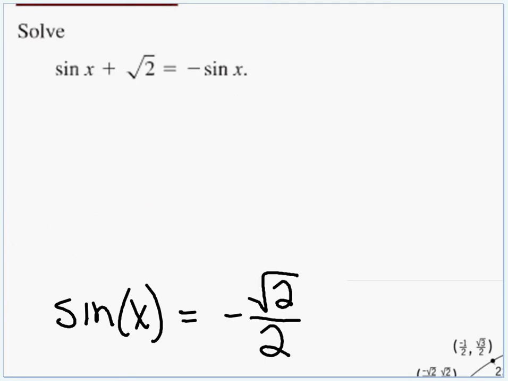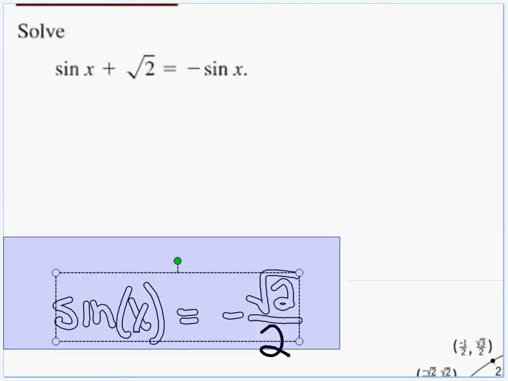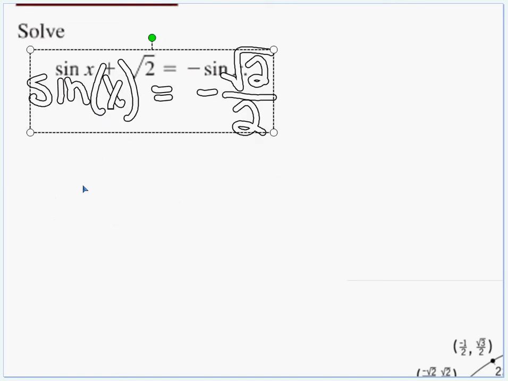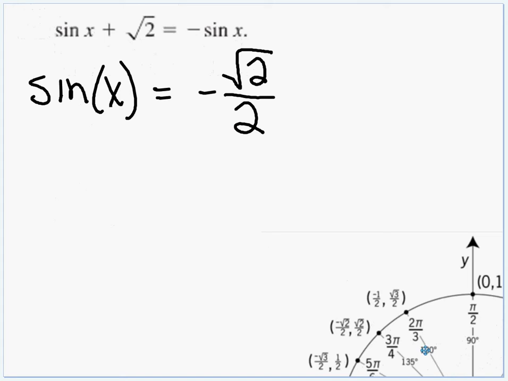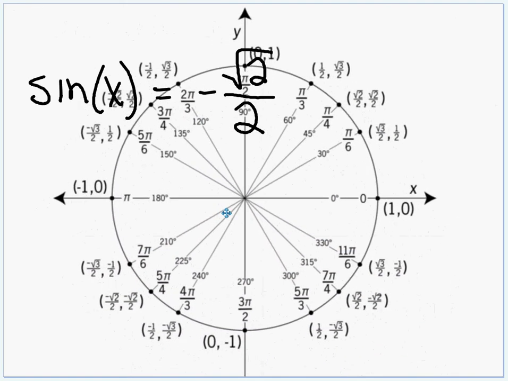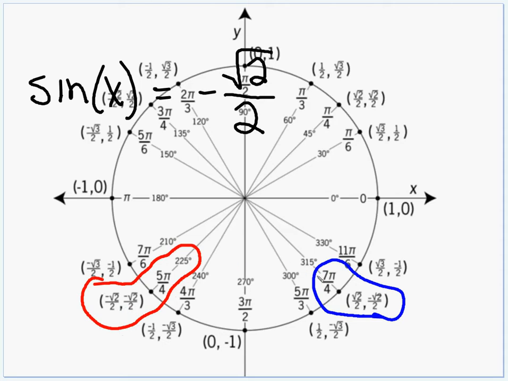And it's time to take a trip to the unit circle. Remember that sine values are y-coordinates. So if our sine value is a negative value, we're just going to be looking in the bottom quadrants. And we're looking for a y value of negative root 2 over 2. Here's one of them. I'll circle that one in blue. And then over here is another one where our y value is negative root 2 over 2. And that occurs at 5/4 and 7/4 pi.